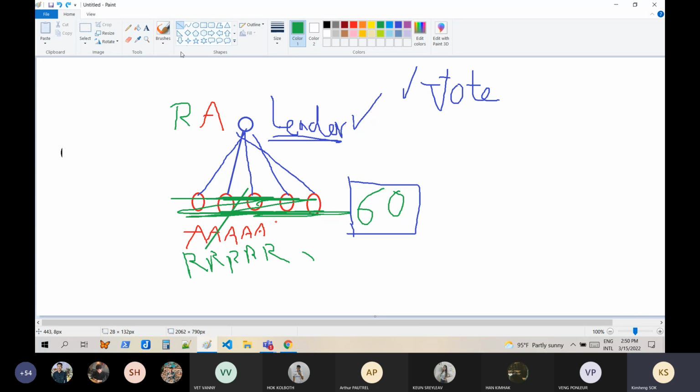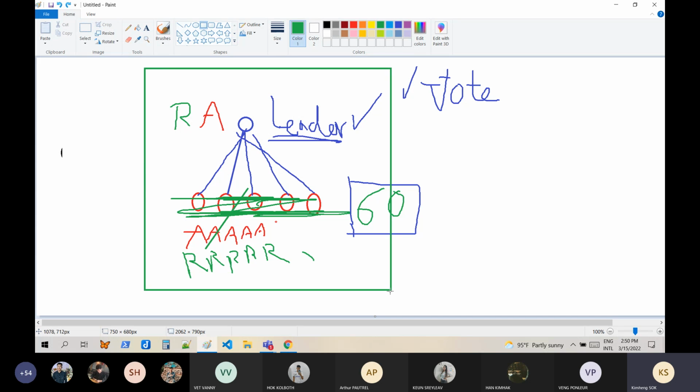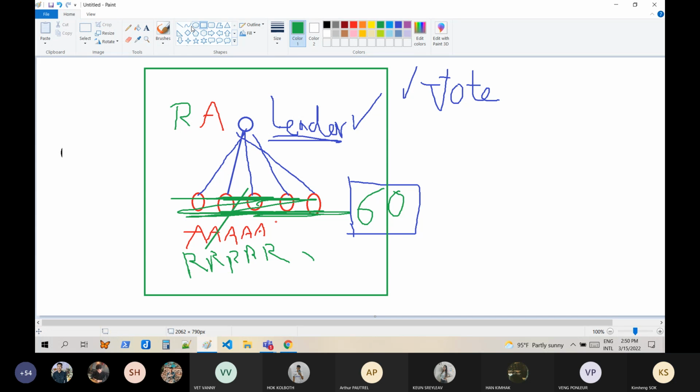So by choosing the leader, we can reduce the cost of communication. But what is the problem? Can anybody see the problem? Now if you choose the leader, you can slow down the cost of the communication, the communication goes down. But what is the problem?